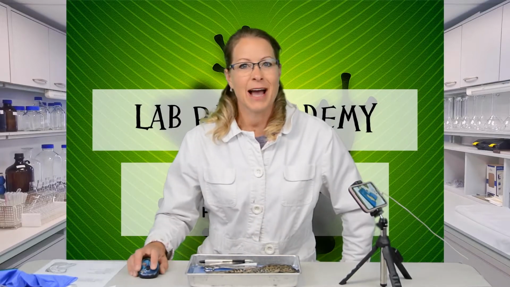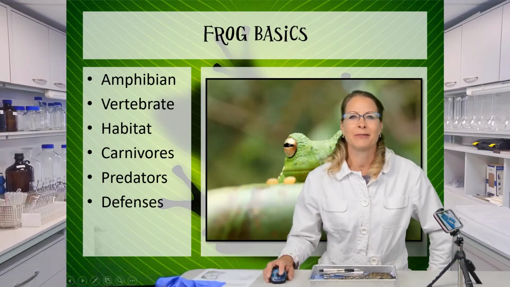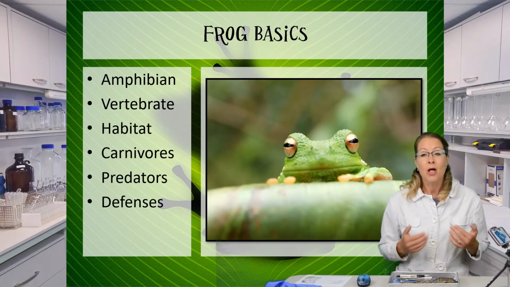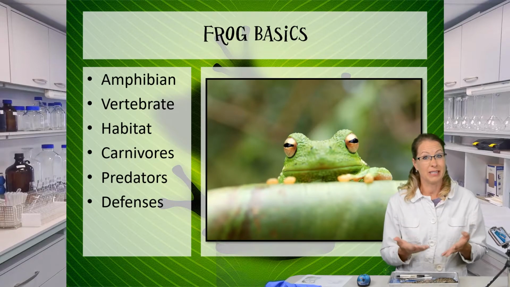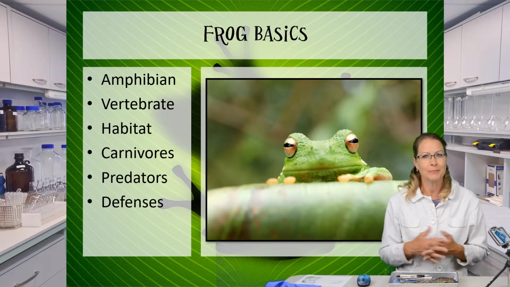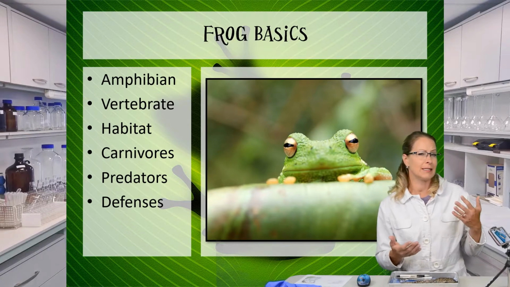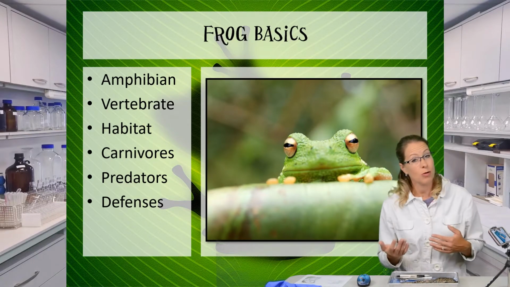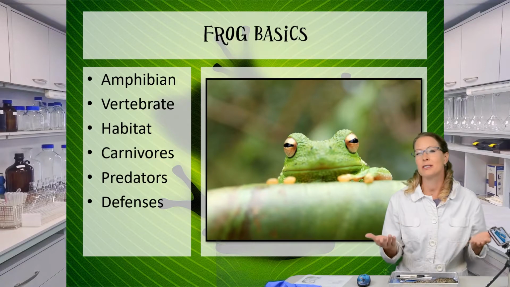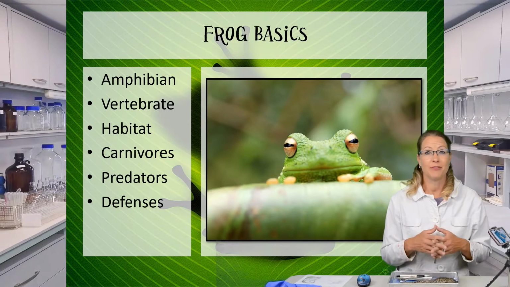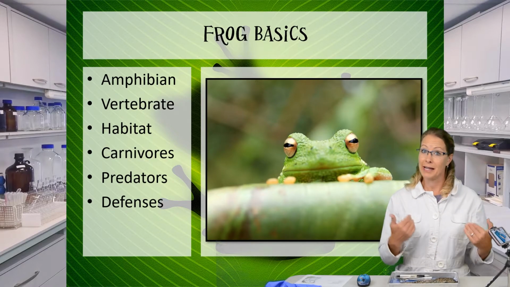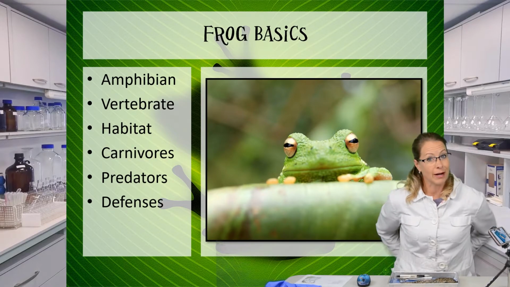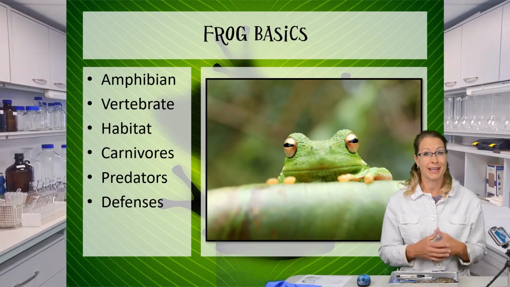So let's go ahead and take a look at our lesson plan and see how we can get started talking about the background of a frog. So first of all, the frog is an amphibian. That's right, it's an amphibian, very similar to a reptile. But an amphibian means that it not only lives in water, but it can also live on land. That's one of just the basic characteristics of an amphibian. Frogs are also vertebrates, which means, like us, they have a vertebrae. They have bones in their body, just like us.